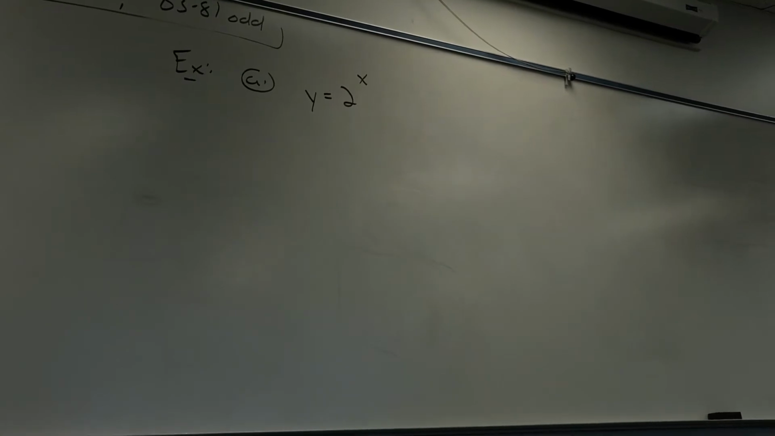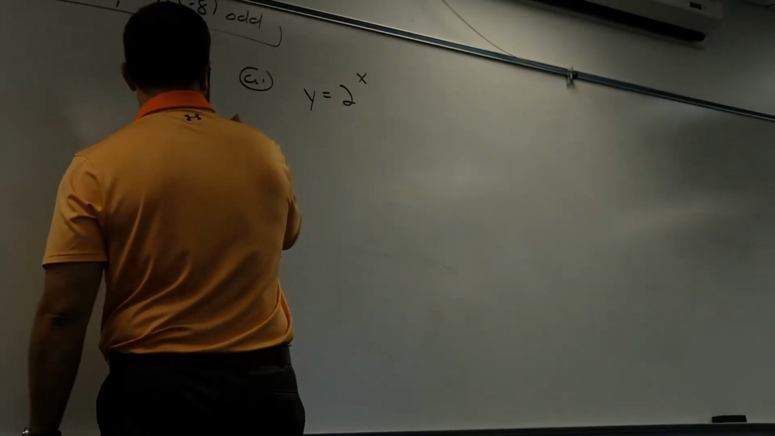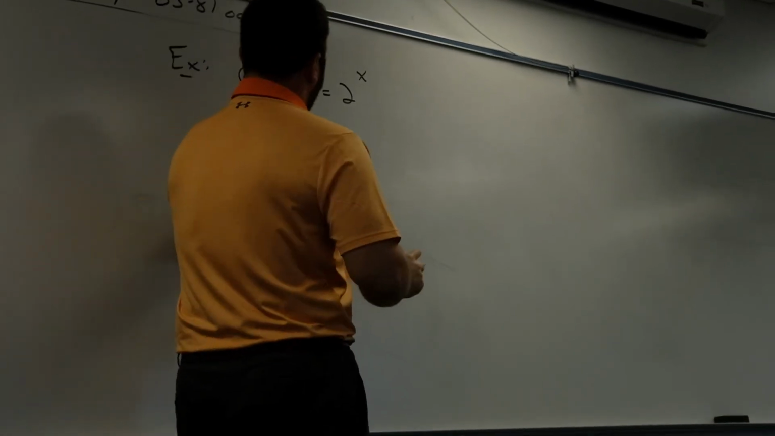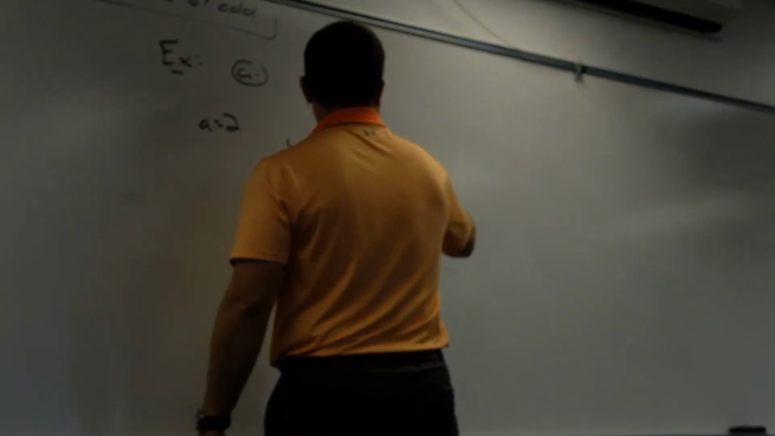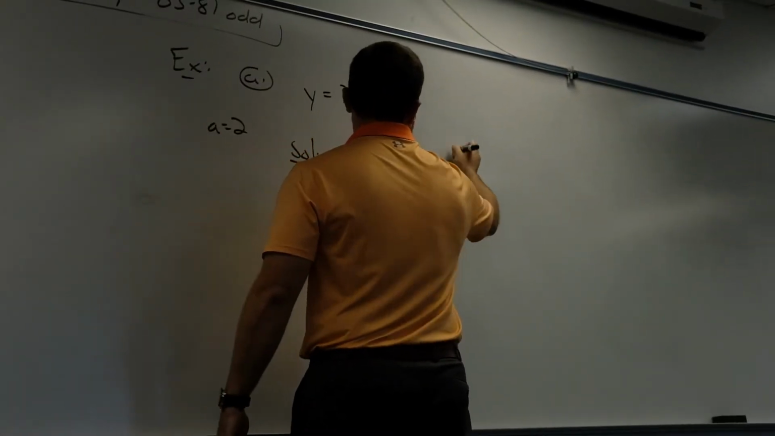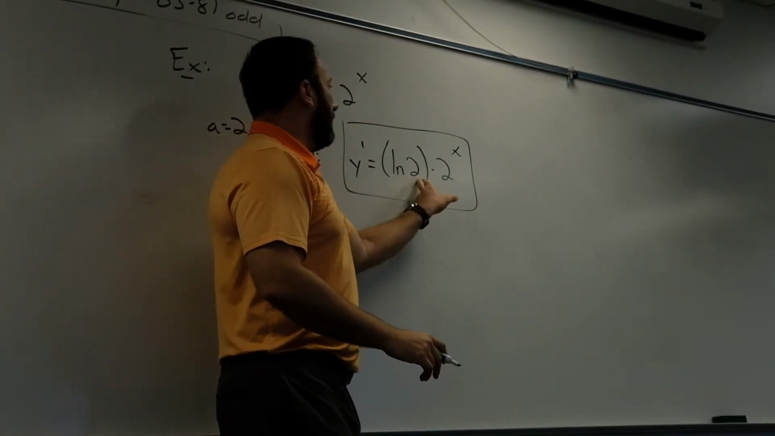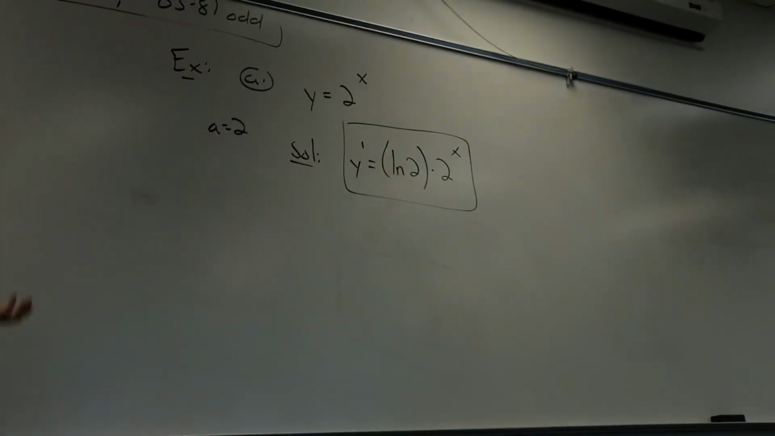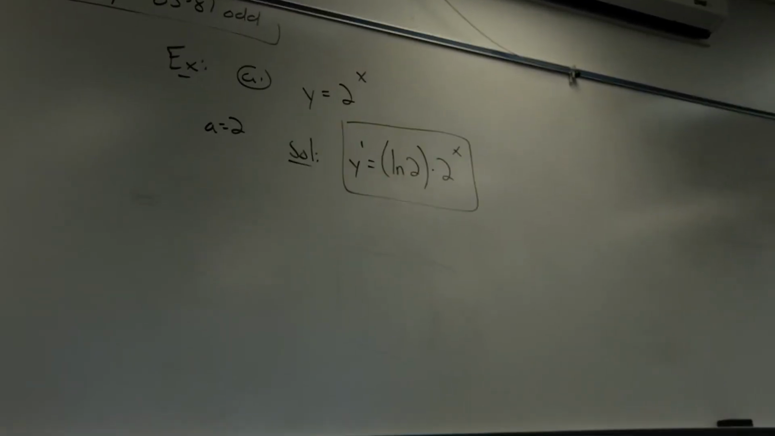Guys, what are we going to get for an answer here? Ln 2 times 2 to the x. Yeah, exactly. So here we can notice that a is going to be 2. So if I have a derivative for a function a to the x, the derivative is going to be ln of a times a to the x. And just to note, guys, this wouldn't be like ln of 4 to the x. No, it's ln of 2 times 2 to the x. So we just leave the natural log of 2 in front. Good. So far, so good? Okay.